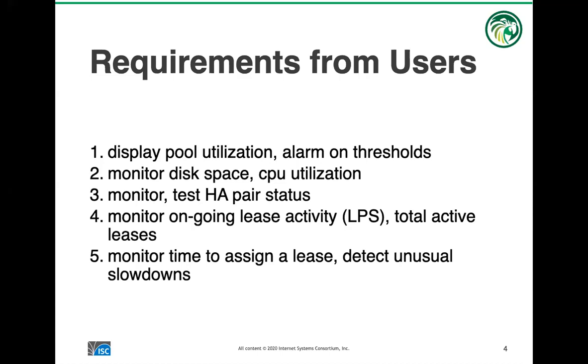A lot of people need to monitor their high availability pairs, and they'd also like some way to test the high availability to make sure that it's working. People want to monitor the ongoing lease activity. Obviously, if all of a sudden one of your servers is no longer handing out leases, you might wonder if you have a network issue. That means clients can't get to the server.